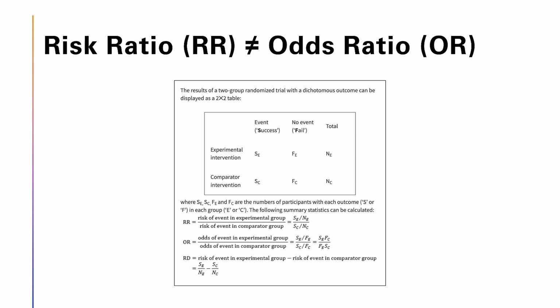The risk ratio, also known as relative risk, compares the risk of an event occurring in the experimental group to the risk in the comparator group. The odds ratio, on the other hand, estimates the odds of an event occurring in one group compared to the odds of the event occurring in another group. Unlike the risk ratio, which measures the risk directly, the odds ratio measures the odds of an event. The odds of an event represent the likelihood of the event occurring compared to the likelihood of the event not occurring.